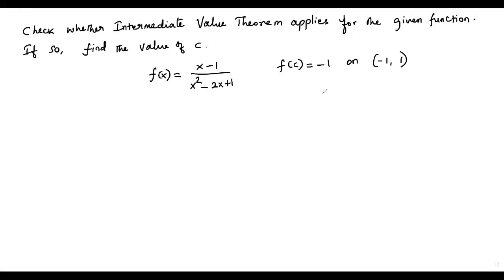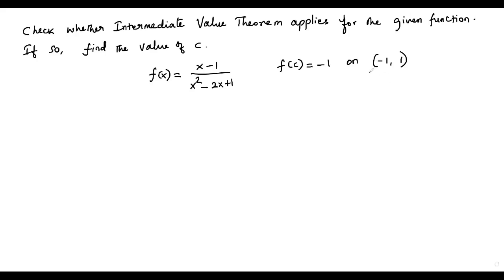Here we have a problem on intermediate value theorem. Okay, let's go over the information. Check whether intermediate value theorem applies for the given function. If so, find the value of c. So the function here is f(x) = (x - 1)/(x^2 - 2x + 1), f(c) = -1 on the closed interval [-1, 1].